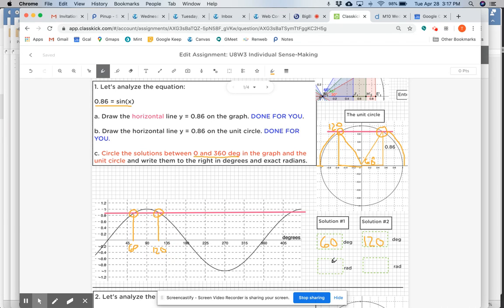Now, for our radians, if you remember that 60 goes into 180 3 times, this is pi over 3. And if you remember, 120 is just pi over 3, but instead of one of them, it is 2 of them. I think that's all I wanted to say in this hint video.